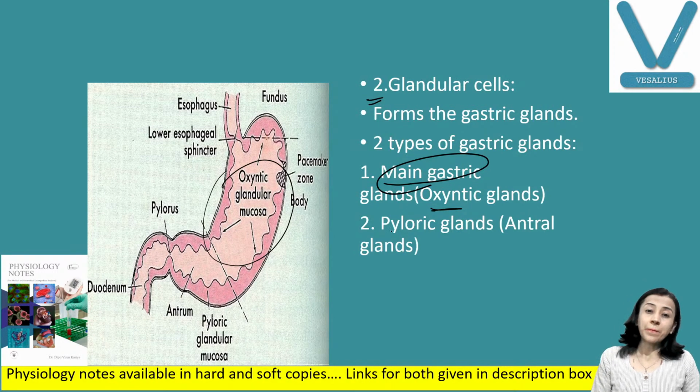And the other is the pyloric glands. Pyloric glands are present here in the pyloric antrum. Fine.